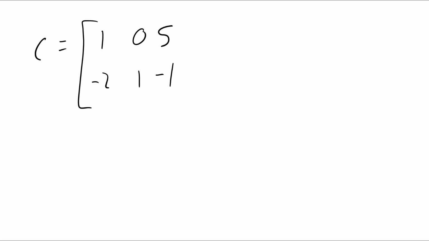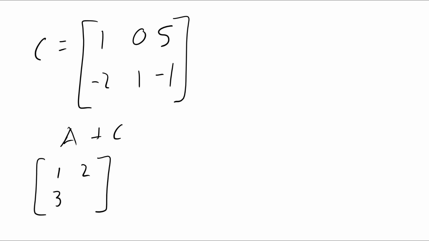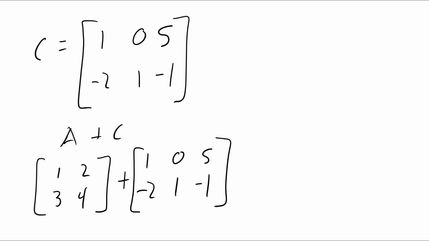All right, so let's define one more matrix, C. And let's let matrix C be 1, 0, 5, -2, 1, -1. All right, so now let's add matrix A plus matrix C. All right, so A was 1, 2, 3, and 4. C is 1, 0, 5, -2, 1, -1. When we try to add these together, we can add the top left element plus the top left element, get 2. The next two elements, 2 and 0, is 2. 3 and -2, that's 1. 4 plus 1, that's 5.